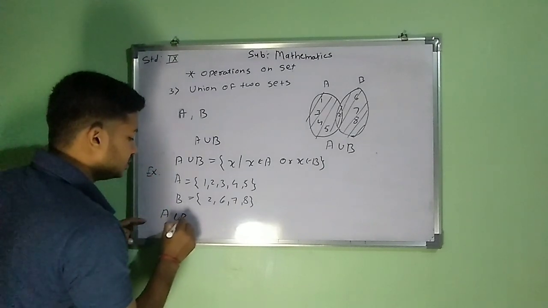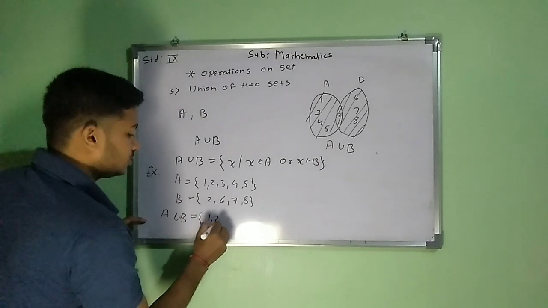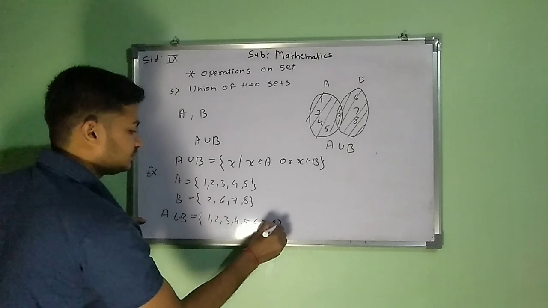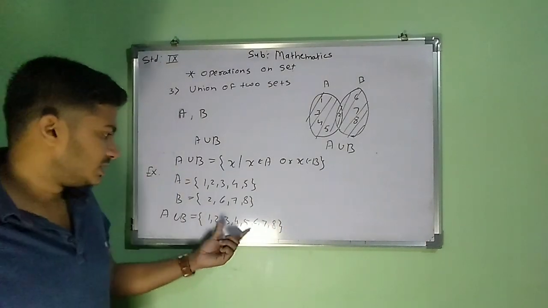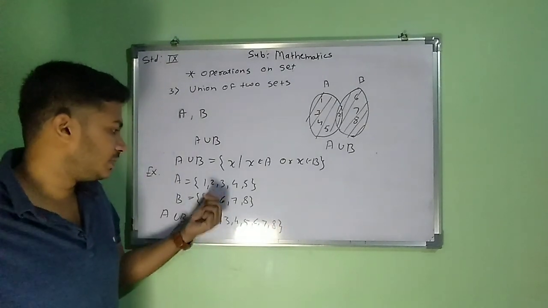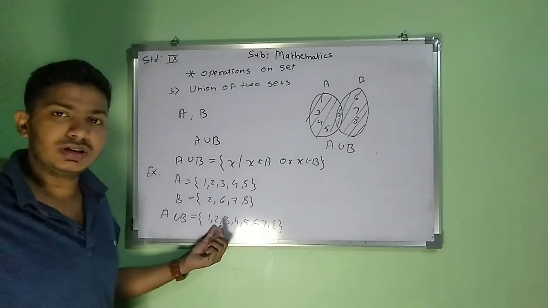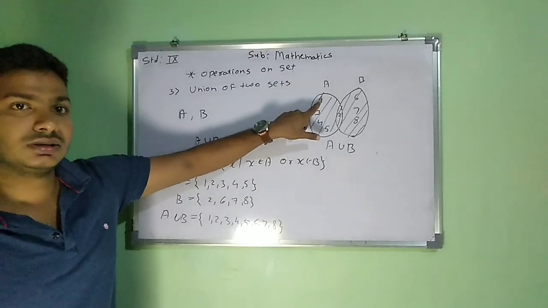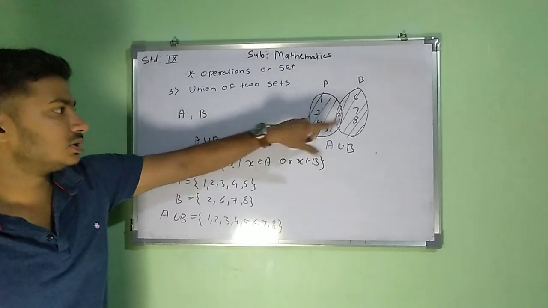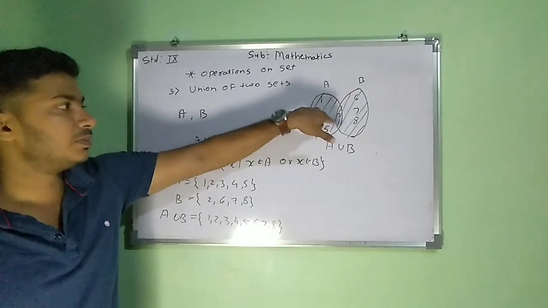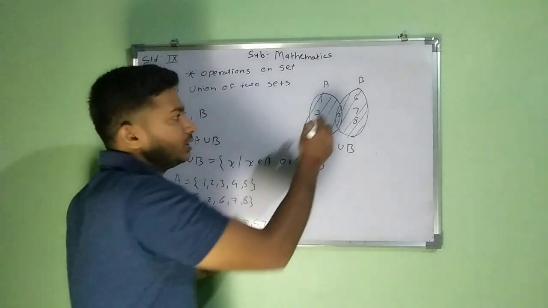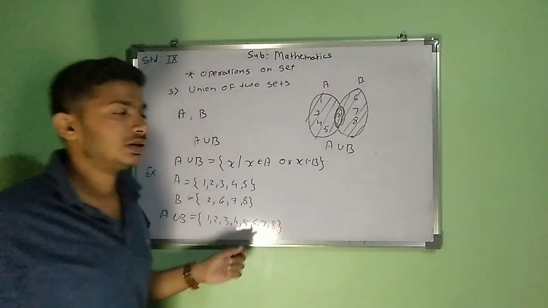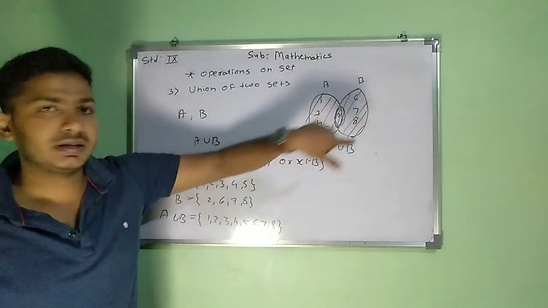So A union B is written as {1, 2, 3, 4, 5, 6, 7, 8}. That means repetition is not allowed. So that 2 is repeating in both the sets, so no need to write it twice. Only once I have written. And it is shown like this. This is the Venn diagram of that A union B. That means the complete part. In the intersection we had only that much part, but union consists of the complete part.